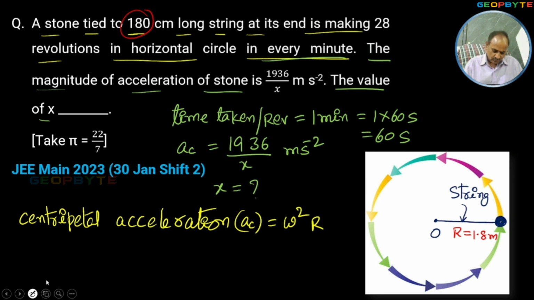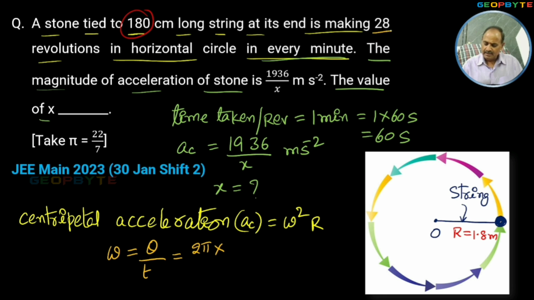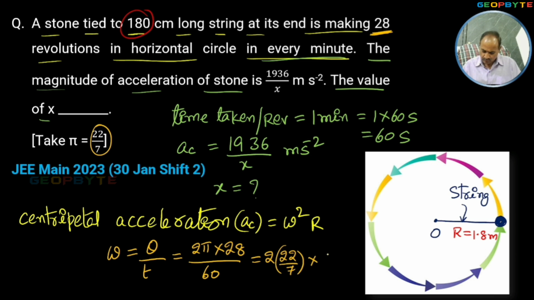I got the r value. Now I need to decide the omega value. Omega equals angular displacement divided by the time taken. Angular displacement for each revolution is 360 degrees, that is 2 pi radians, multiplied by the number of revolutions, 28, divided by the time taken, 60. It is equal to 2 into pi, where pi is given as 22 by 7, into 28 divided by 60.